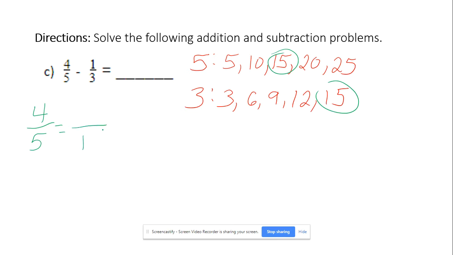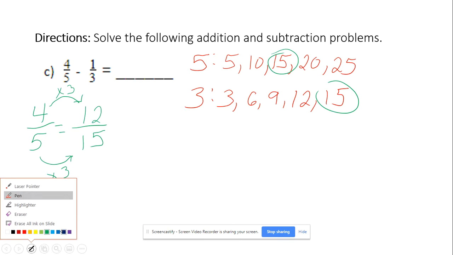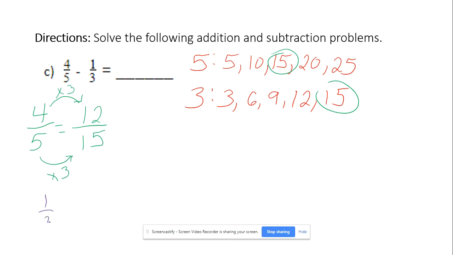4/5 is equal to how many 15ths? Well, 5 times 3 equals 15. So we're going to multiply the numerator times 3. 4 times 3 is 12. So we have 12 fifteenths for the first one. And now let's see, 1/3. I'm going to rewrite this in fifteenths. Well, 3 we need to multiply by 5 to get to 15. So we're going to multiply the numerator by 5. 1 times 5 is 5.